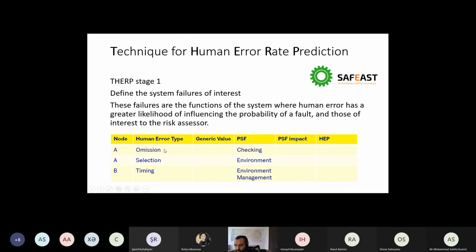For example, you have omission, selection, and timing. This is the error type. You can omit, you can select the wrong thing, you can do the wrong timing. And what's the performance shaping factor? Omission is like checking. If you check, you may not omit. For selection, your work environment can affect you. And for timing, again, environment and management can affect you. So these failures are a function of the system, and then we basically try to quantify them.